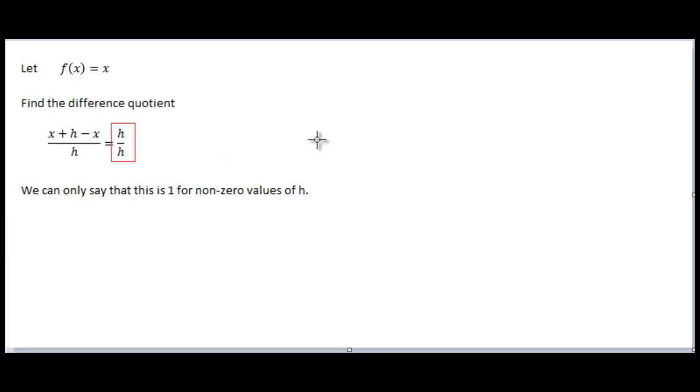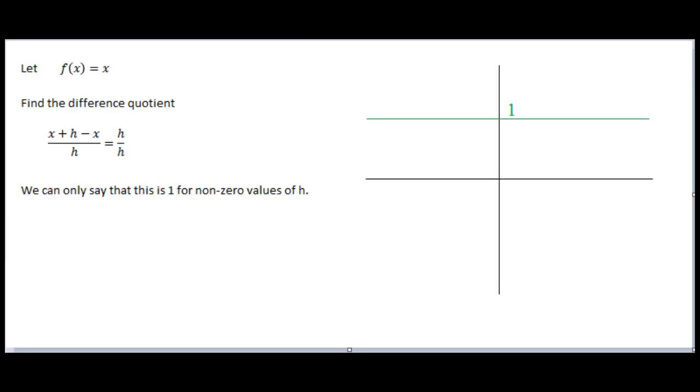Now in the past, so far, we would have just happily canceled those h's and said it's equal to 1, and therefore the difference quotient is always 1, and by the way, the derivative is also 1. But technically, if we have a fraction like h over h, we can only say it's equal to 1 if h is not equal to 0, because if h is equal to 0, I have 0 over 0. And that does not cancel out because we can't divide by 0. This is one of those frustrating technical math things that has a good reason behind it. I've sketched for us here the function y equals 1.